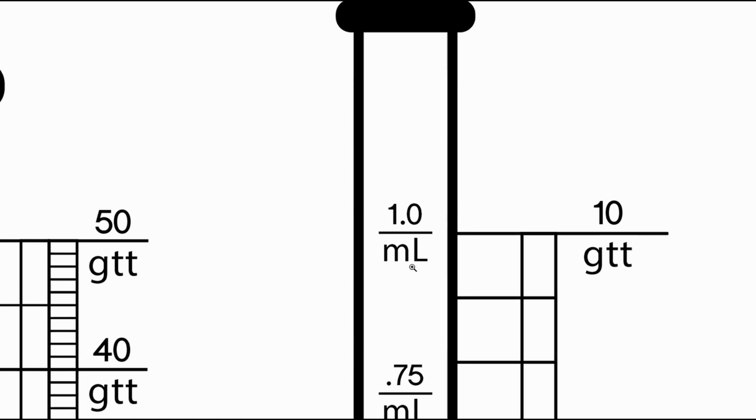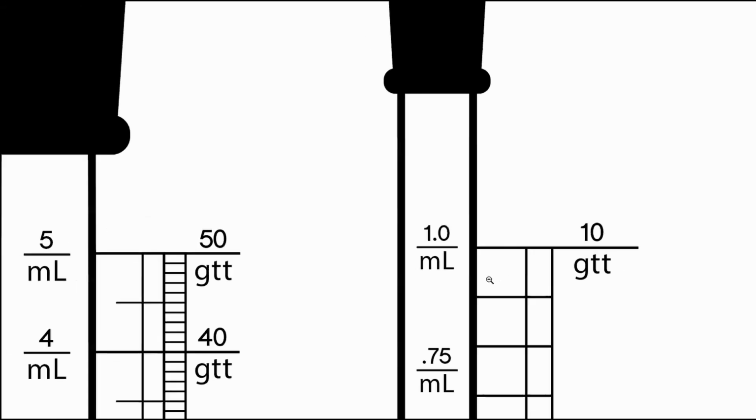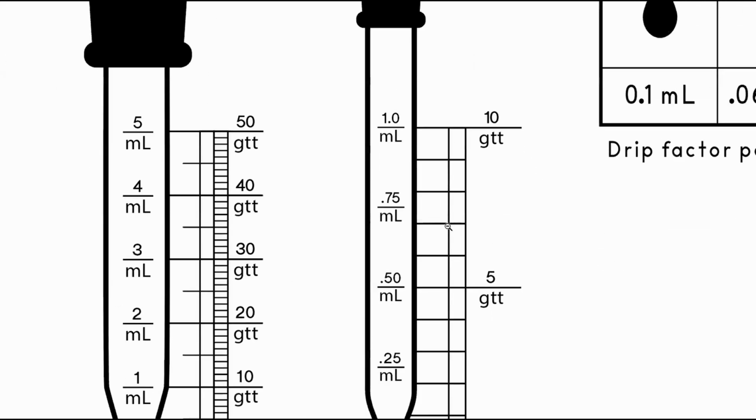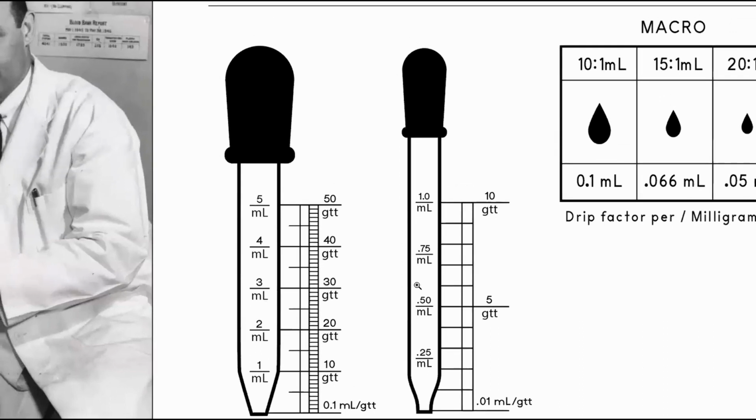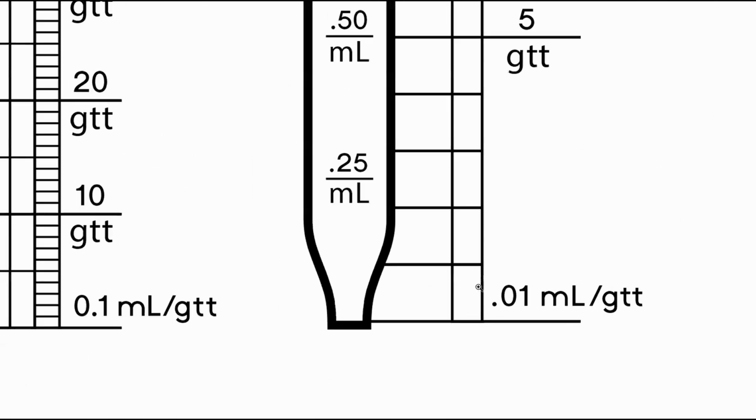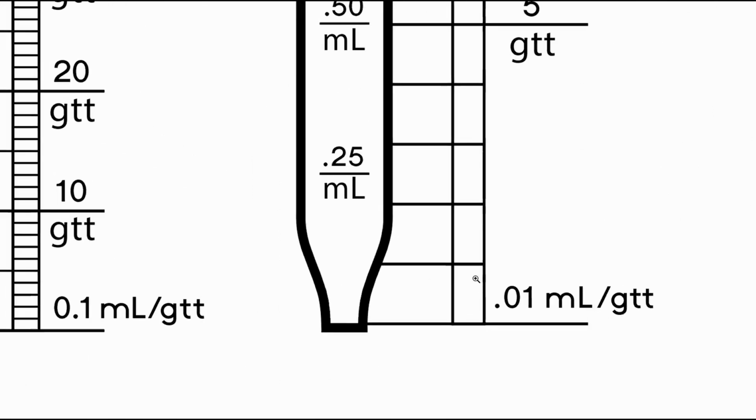GTT is short for gutta, which was the Latin word for drop. So GTT is our drops, and mL is our milliliters. If we go to the bottom of the dropper and count up, we'll see that there are 10 drops in 1 milliliter.